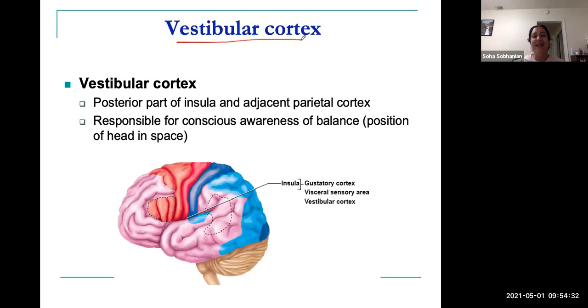Vestibular sense, guys. As I mentioned, vestibular is your sense of balance, right? Basically, where your head is located in space. If you feel dizzy, it's damage to your vestibular cortex, or a problem with your vestibular cortex. Where is it located? It's located as part of your insula. Remember, insula is hidden underneath your temporal lobe, so you have to move the temporal lobe to see the insula. That's all you need to know there. We don't make it more complicated than that.